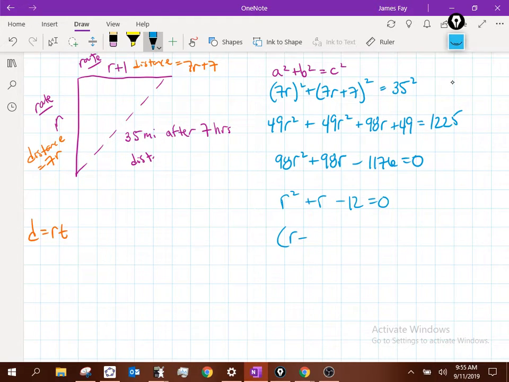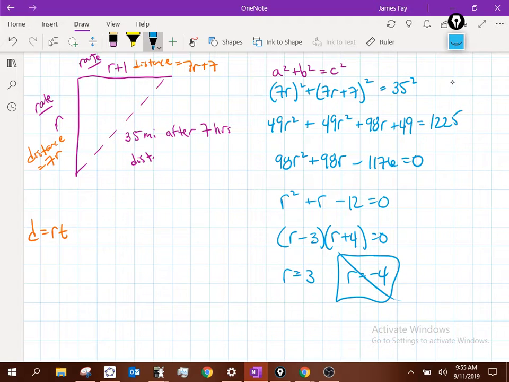And that'll factor to R minus 3 times R plus 4. So R is equal to 3, or R is equal to negative 4. Rate can't be negative, so R would be 3. Does that make sense?